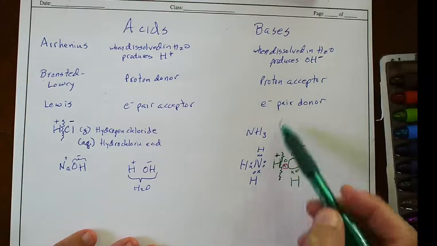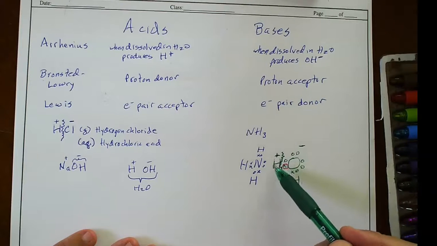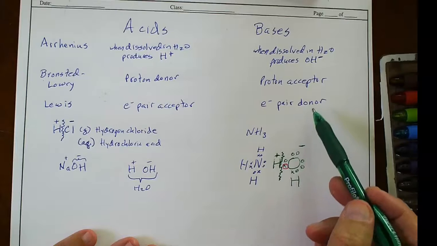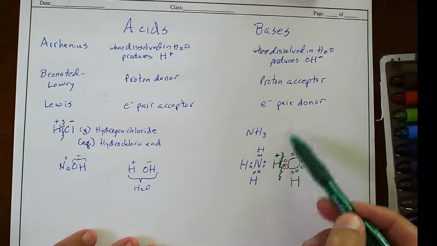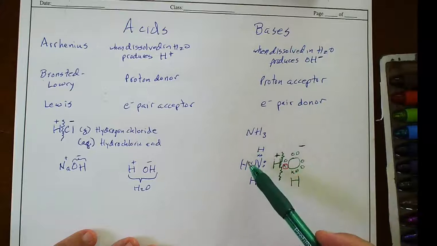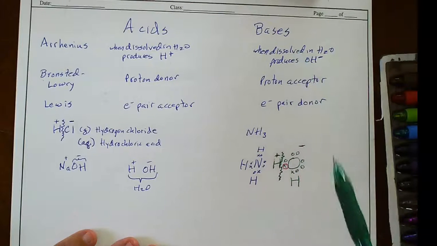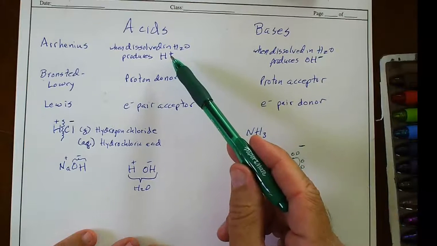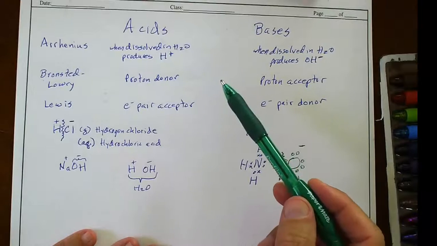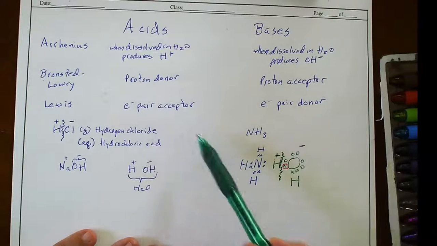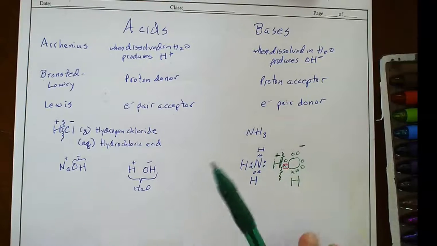The ammonia acted as a proton acceptor. It accepted the proton that came from the water. The ammonia donated the pair of electrons. So in all three definitions here, ammonia is a base. Water here acted as the acid. It produced a hydrogen ion, although it didn't have to be dissolved in itself. It donated the proton, and that proton accepted this pair of electrons.